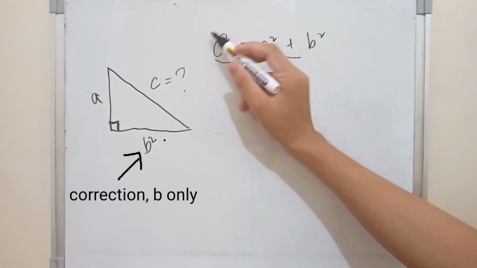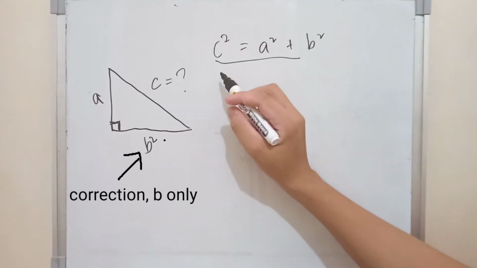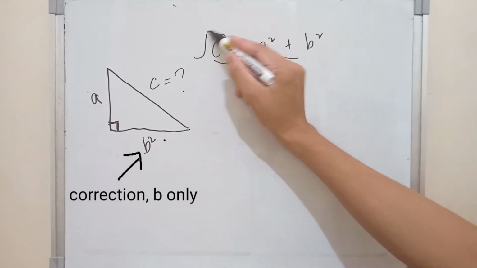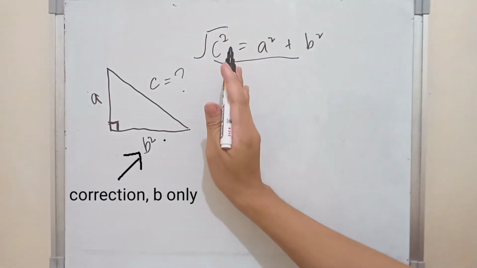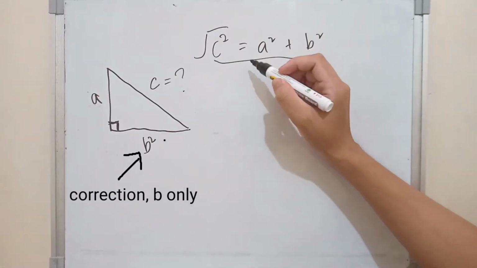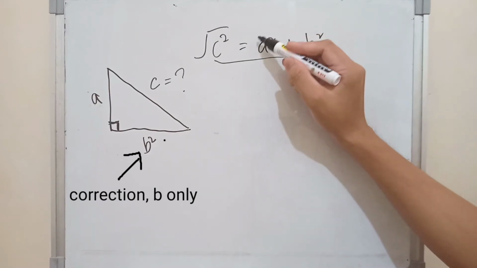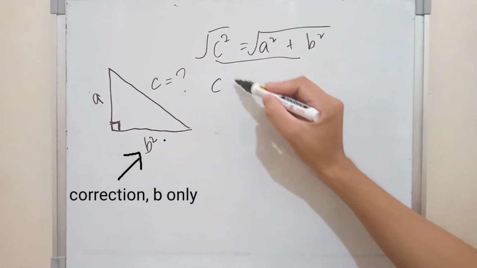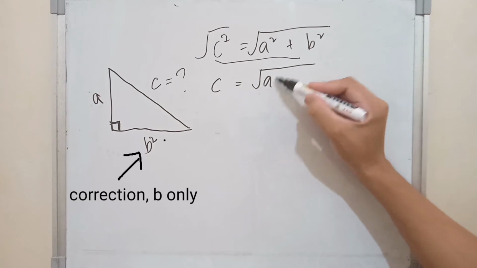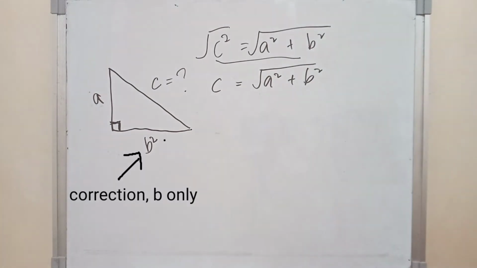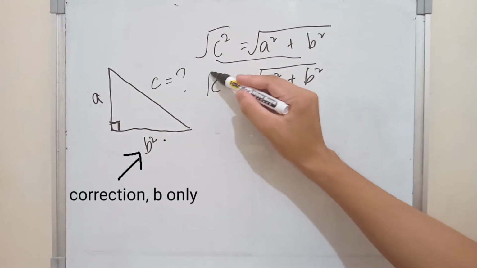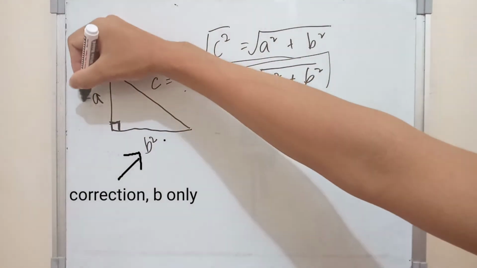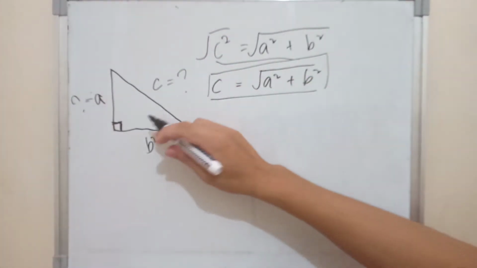Ang gagawin natin is tatanggalin natin yung squared. Ang dapat nating maiwan dito is C lang. So, ang ginagawa natin dyan is square root natin to. Kung ano ang ginawa natin dito sa left side ng equality, ganun din ang gagawin natin dito sa right side ng equality sign. So, mangyayari nyan, C equals the square root of A squared plus B squared. So, yan yung formula ng C kung C is yung unknown. Ganun din yung sa A or B.